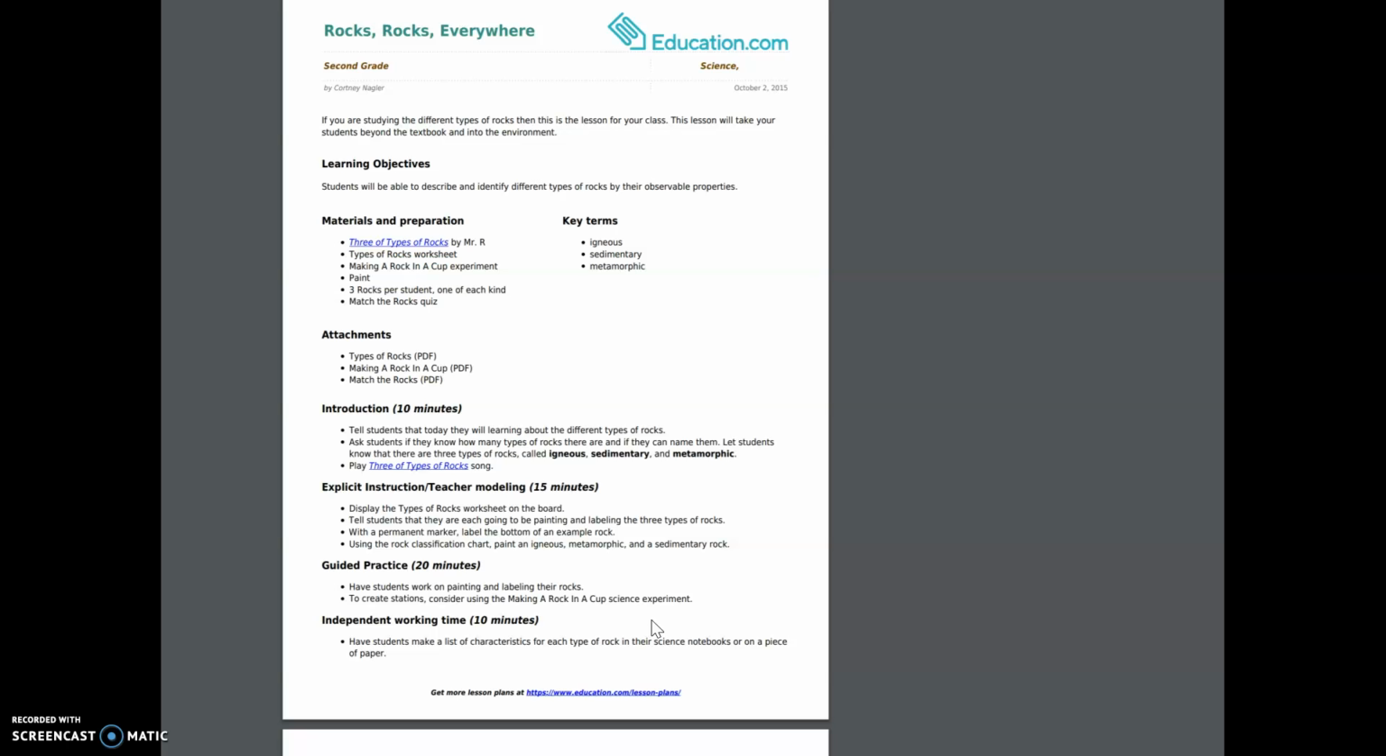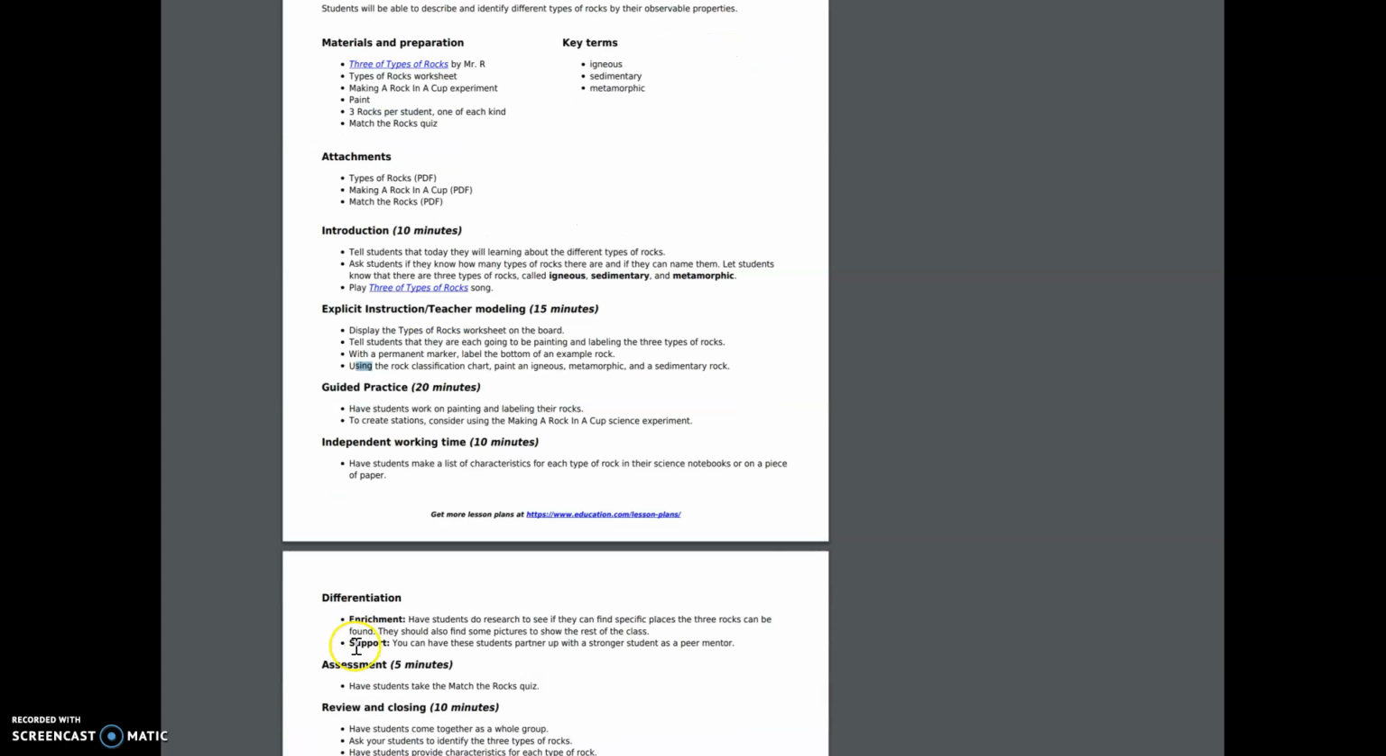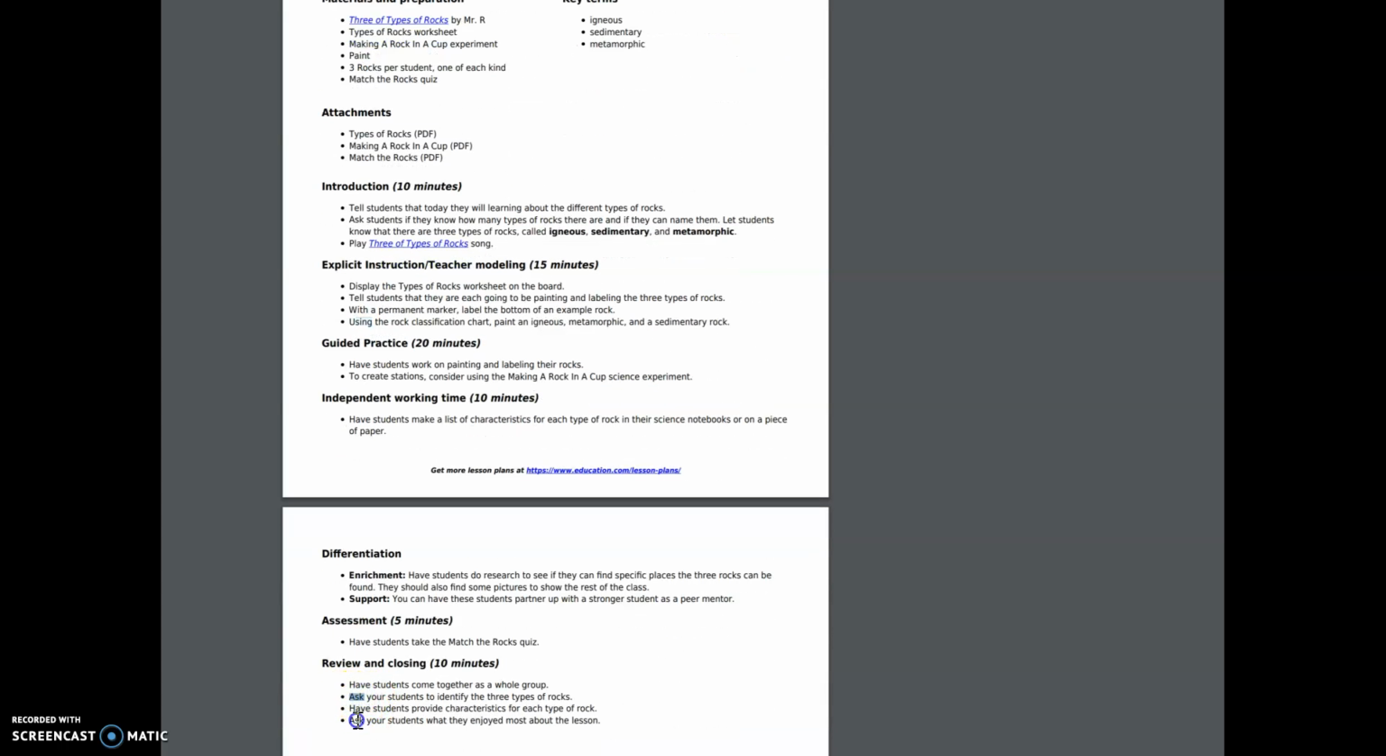Let's move on to domain 3, instruction. Is there communication with students? Well, let's see. There's tell, there's ask, there's tell, using, have, ask. I believe this has been met. There's some communication with students. There's questioning. Well, up here in the introduction, it says ask students if they know. Or maybe down here, it's ask your students to identify.